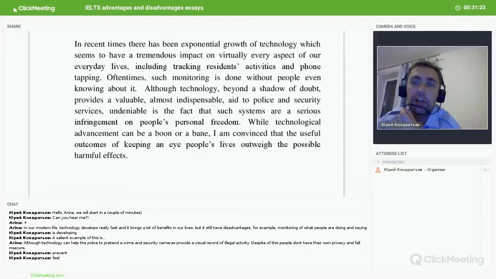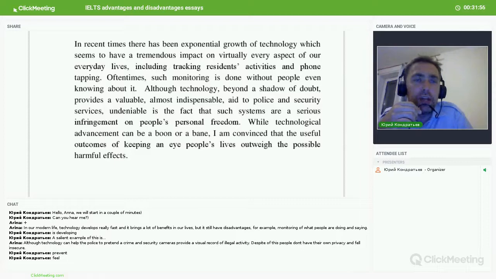So here is the introduction. Here's the total introduction. In recent times, there has been exponential growth of technology, which seems to have a tremendous impact on virtually every aspect of our everyday lives, including tracking residents' activities and phone tapping. Oftentimes, such monitoring is done without people even knowing about it. Although technology, beyond the shadow of doubt, provides a valuable, almost indispensable aid to police and security services, undeniable is the fact that such systems are a serious infringement on people's personal freedom.